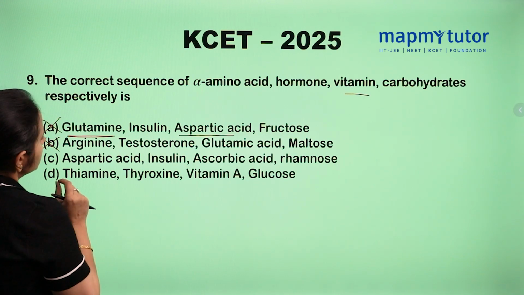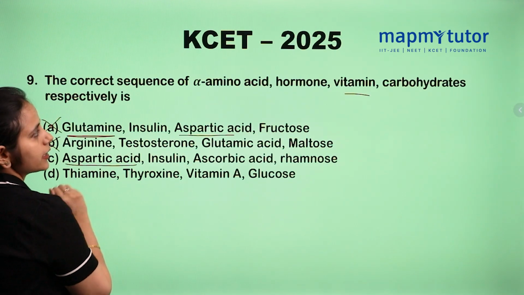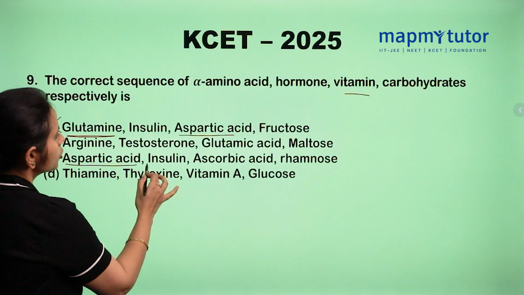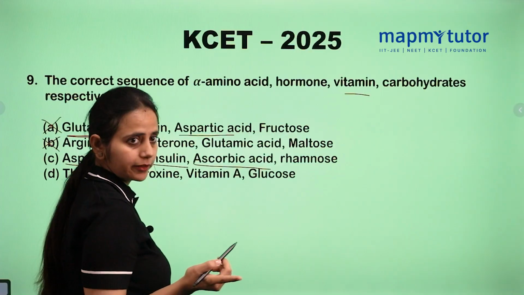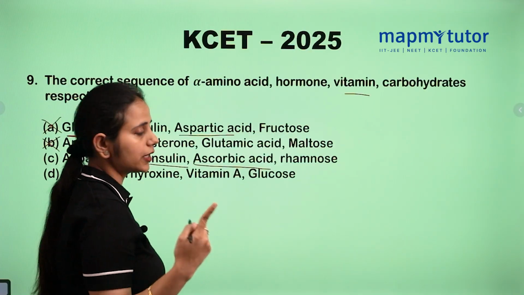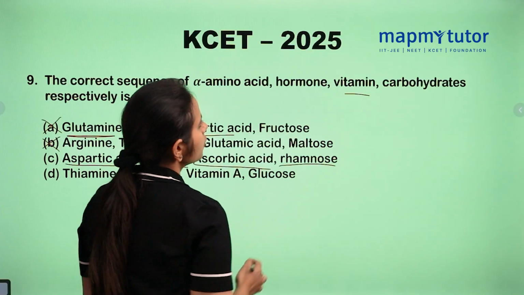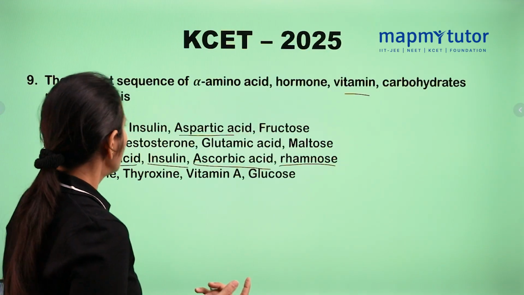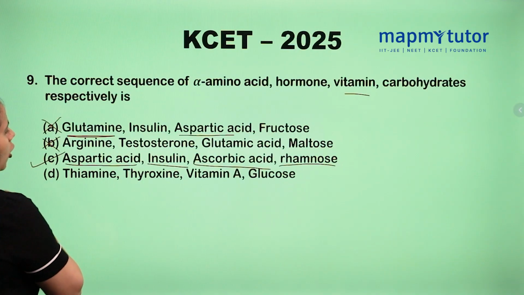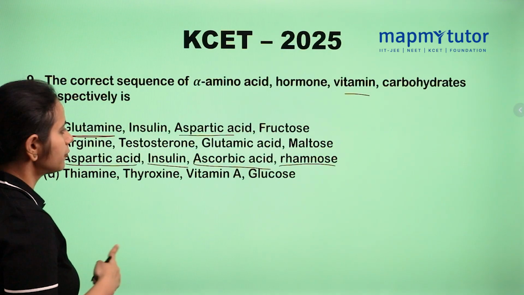Next is C, which is aspartic acid, an alpha amino acid, right? Insulin is a hormone, true. Ascorbic acid is a vitamin, right? Vitamin C is known as ascorbic acid. And rhamnose is also a carbohydrate. It is an alpha sugar. So this is the right option. So from here we get the answer.